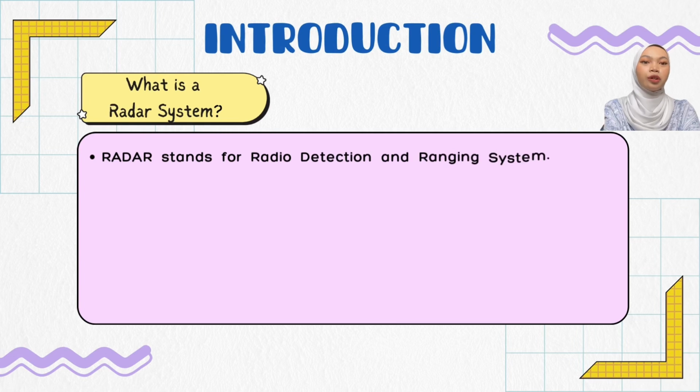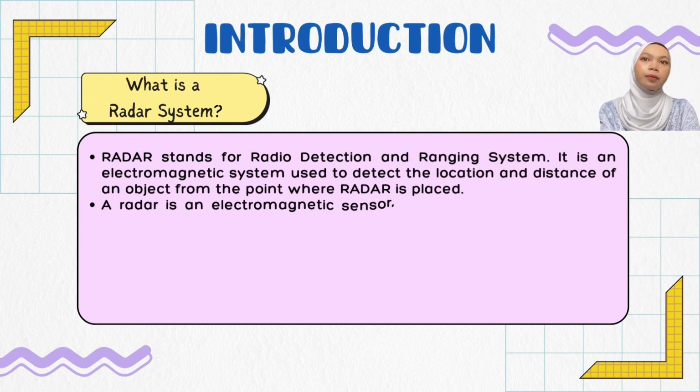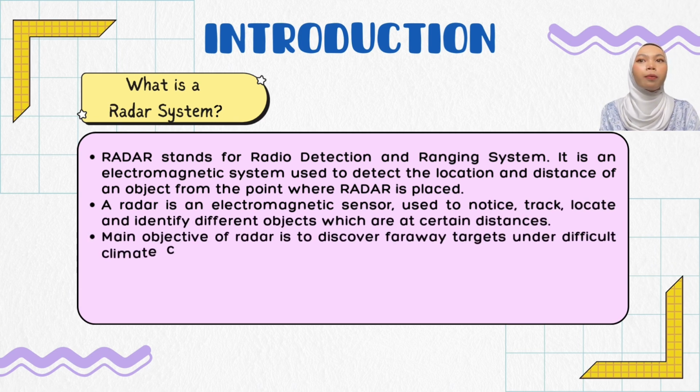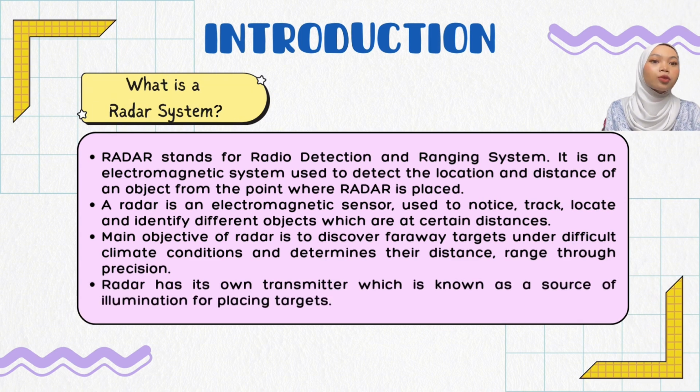First of all, let's get to know about radar. What is a radar system? Radar stands for Radio Detection and Ranging System. It is an electromagnetic system used to detect the location and distance of an object from the point where the radar is placed. A radar is an electromagnetic sensor used to notice, track, locate, and identify different objects which are at certain distances.